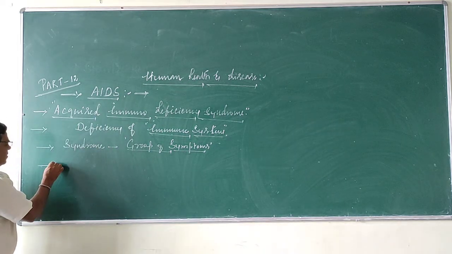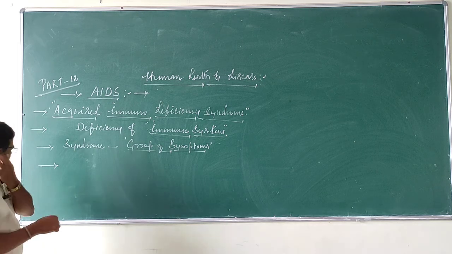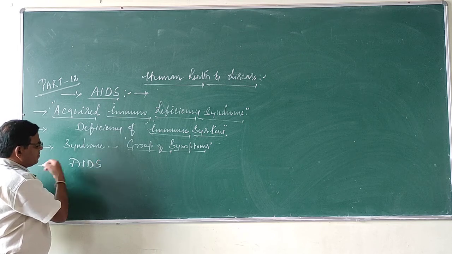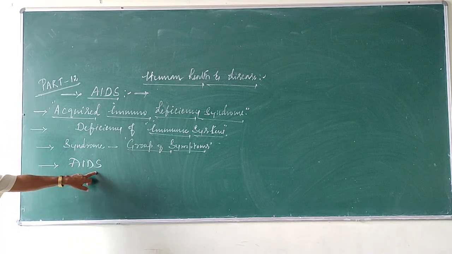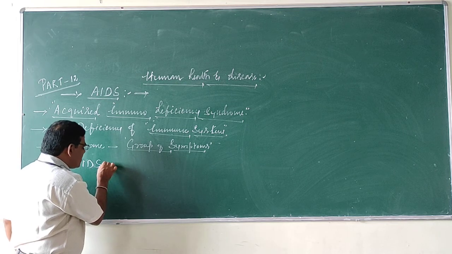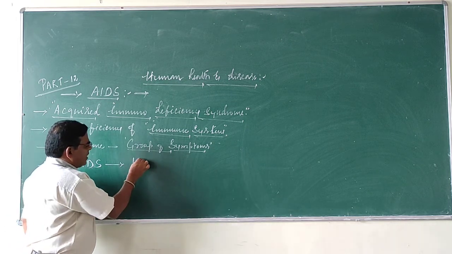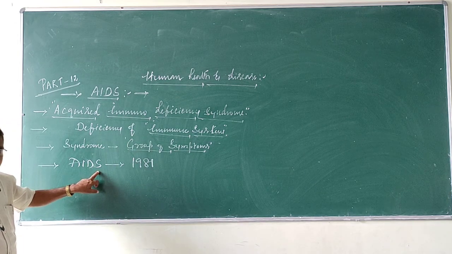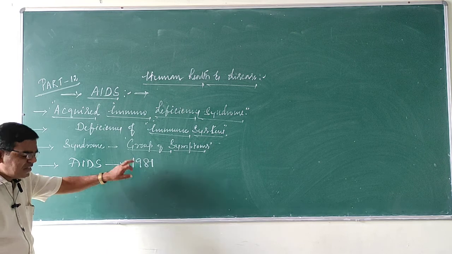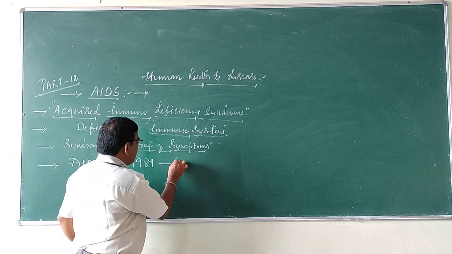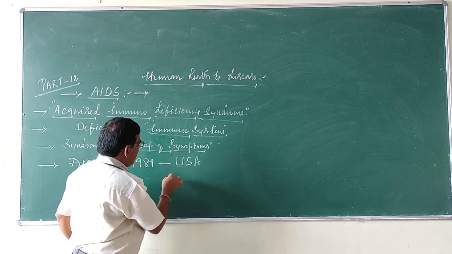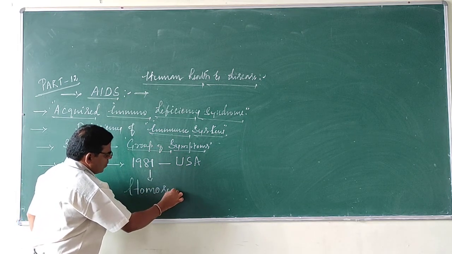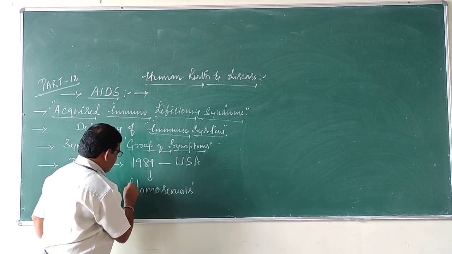And AIDS was first discovered. Acquired immunodeficiency syndrome was first discovered in 1981 in the USA among homosexuals.